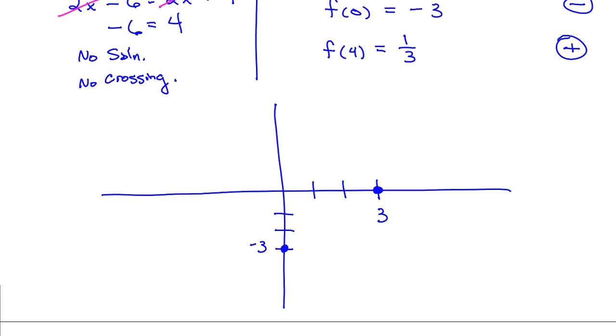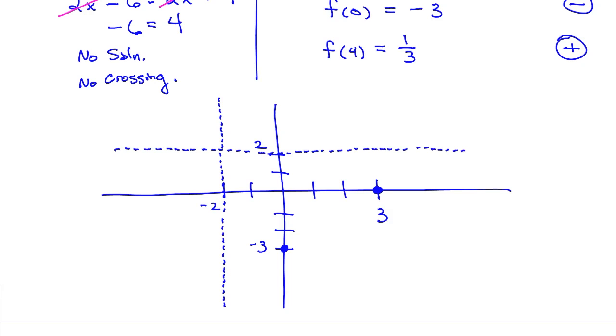We have a vertical asymptote at x equals -2. The vertical asymptote and the horizontal asymptote are represented by dashed lines. We have a horizontal asymptote at y equals 2.